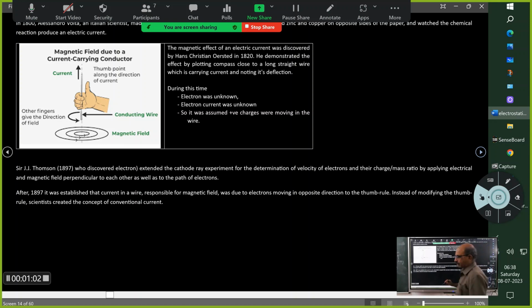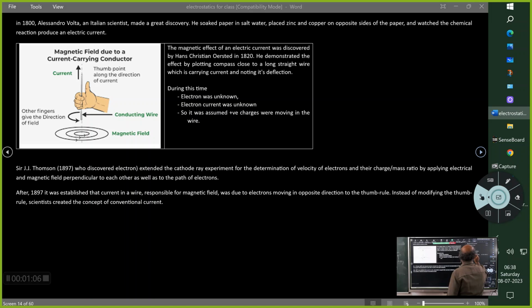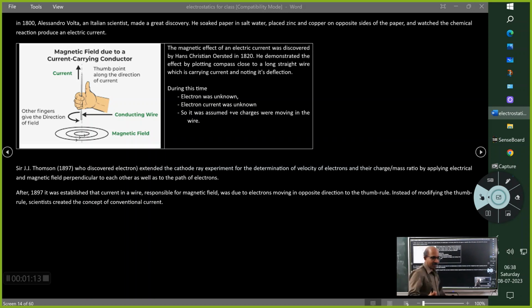Now, yesterday there was a lot of discussion on this. I will just convince you in a bit. If you are not convinced, then we will meet in the evening. Okay? Now you see here.